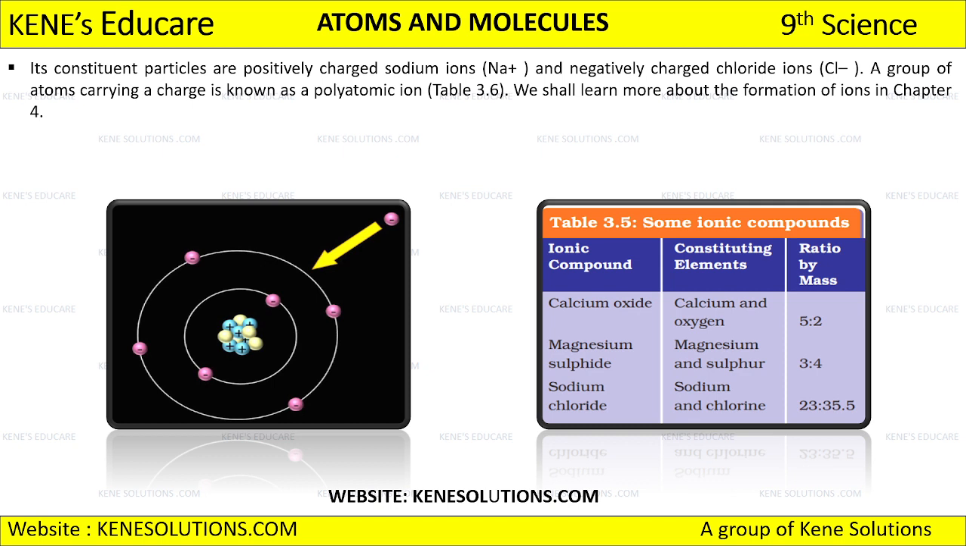These are the different ionic compounds, and the constituting elements and the ratio by mass have been given. When it comes to calcium oxide, it has been formed by calcium and oxygen, right? And the combining ratio of calcium and oxygen is 5 is to 2. It means when 5 grams of calcium combines with 2 grams of oxygen, that is how calcium oxide has been formed.